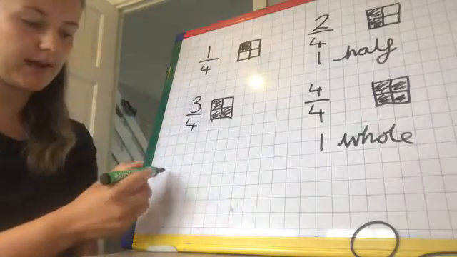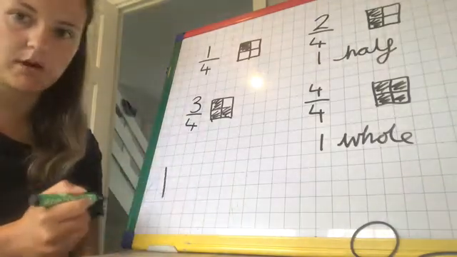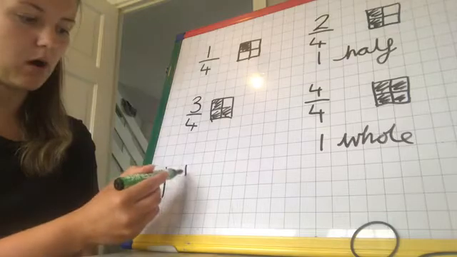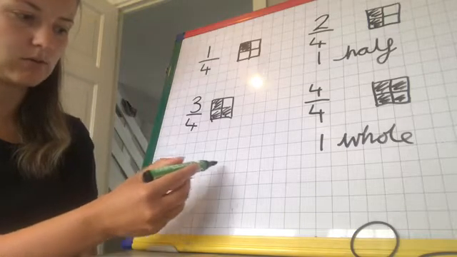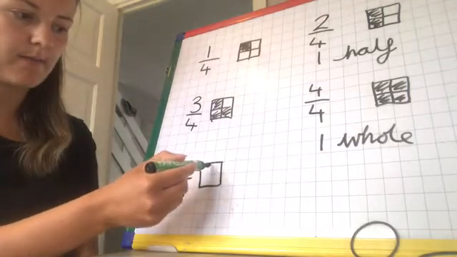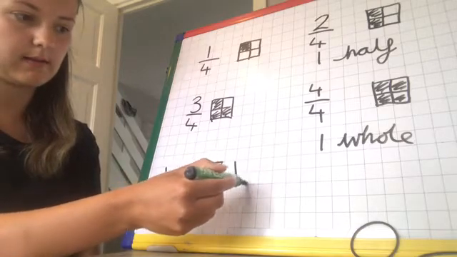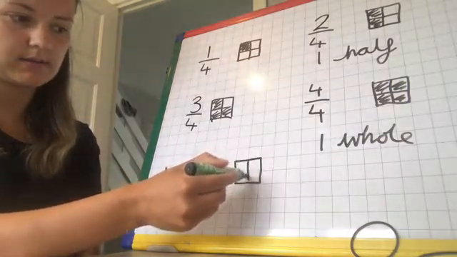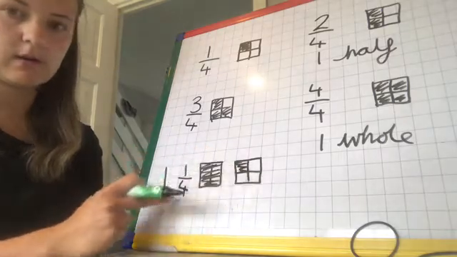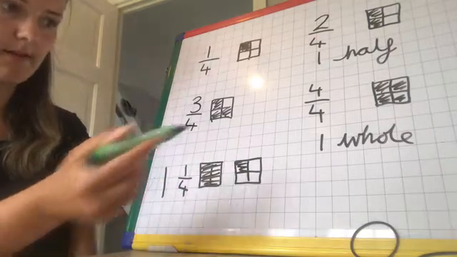Now, if we're going to carry on counting our quarters, we'd have that 1 whole, and we'd have 1 quarter, because we're adding a quarter each time. Now remember my whole, and I have to draw a new whole to get my next quarter. 1 and a quarter.